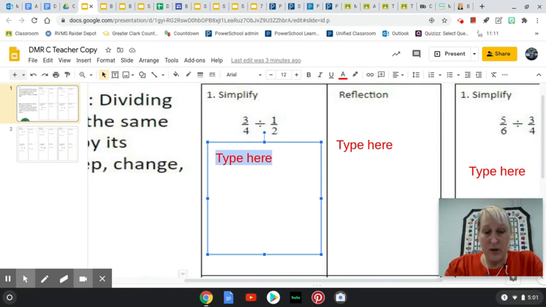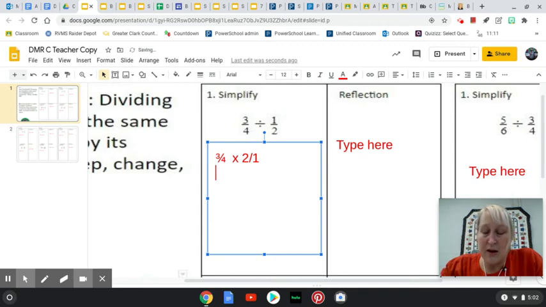So if we keep, change, flip, that means I'm going to keep 3/4. I'm going to change that division to multiplication, and I'm going to make that an X this time since we are not using variables. Otherwise, we could use the star. And now we are going to flip. 1/2 flipped will be 2/1.